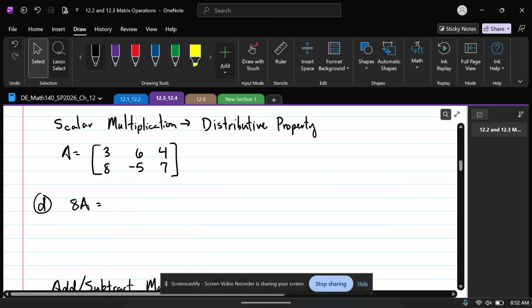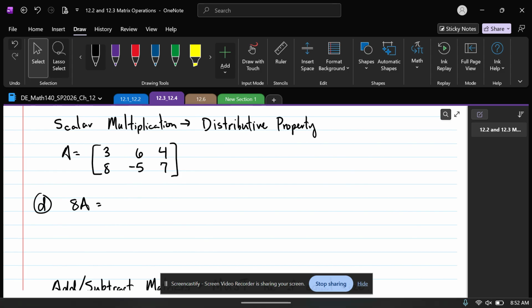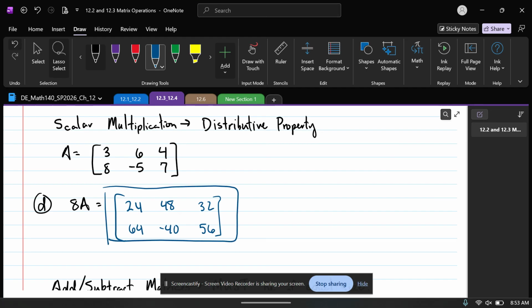Scalar multiplication is like the distributive property. So 8A just means multiply everybody inside by 8. So that's 24, 48, 32, 64, -40, 56. And you've done the scalar multiplication. As boring as it gets. You can do that with the calculator as well. If you put this matrix in as 2 by 3 and then type into the calculator 8 times matrix A, it will give you this matrix back.